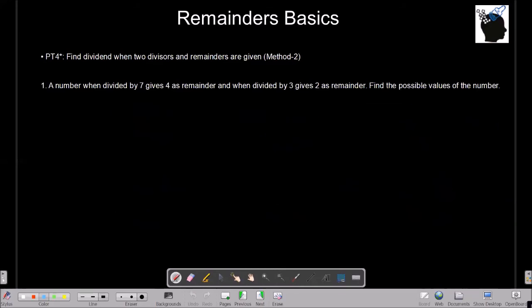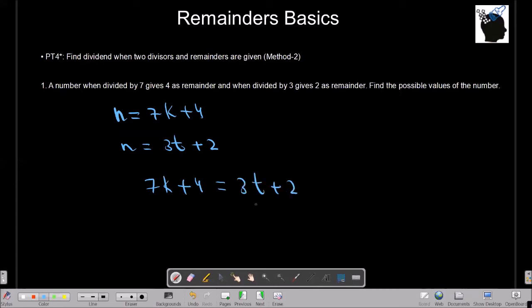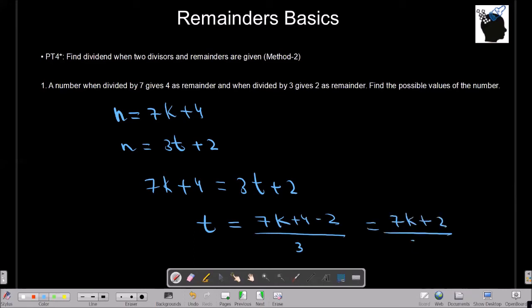So let's take the first question, which we have discussed before. So n is equal to 7k plus 4 and n is also equal to 3t plus 2. Now what we are going to do in this one is equate both values of n. So I can write 7k plus 4 is equal to 3t plus 2, or t is equal to 7k plus 4 minus 2 divided by 3, which is nothing but 7k plus 2 divided by 3.